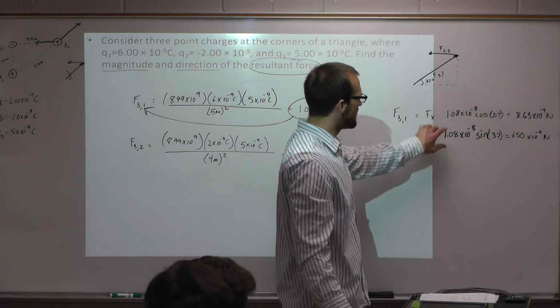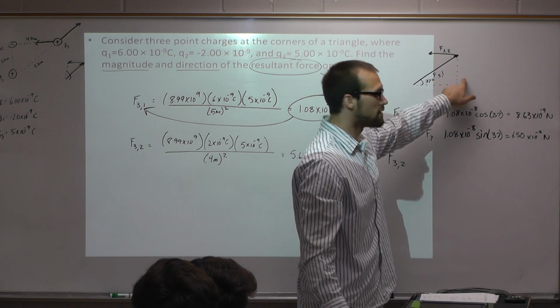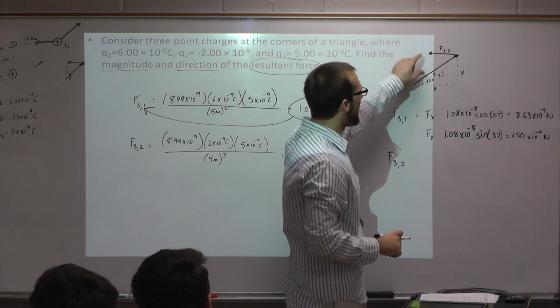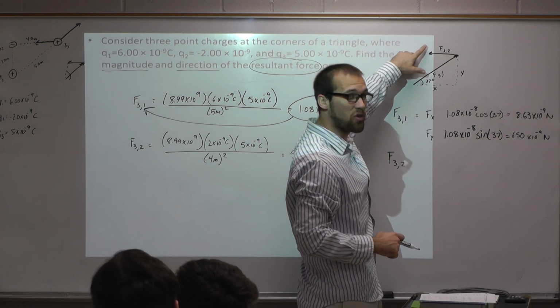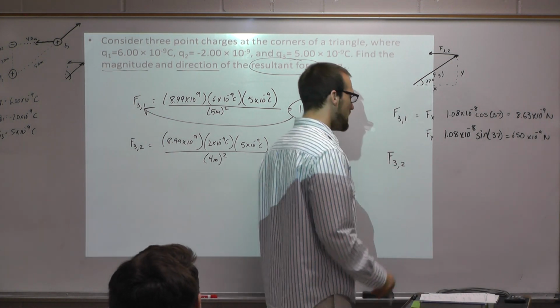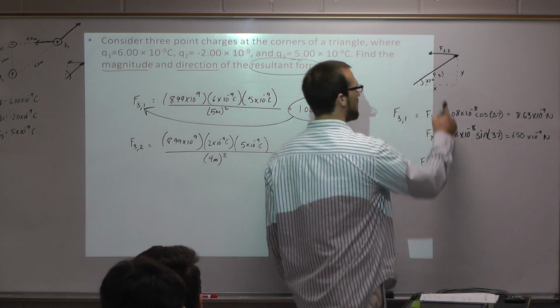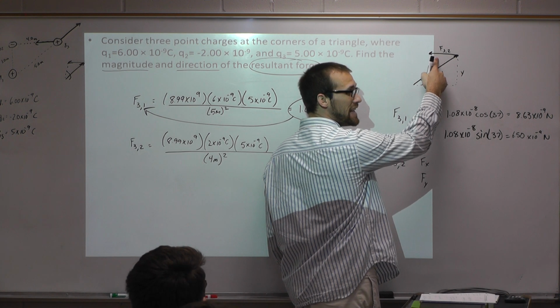I'm just taking this vector and resolving it into an x and y component. This is x, this is y, because if I'm going to add these two, I better have them in x and y components, because we're going to have to do an x total and a y total, just like we did last semester. Now, look at this guy. It's all x. Just straight x.